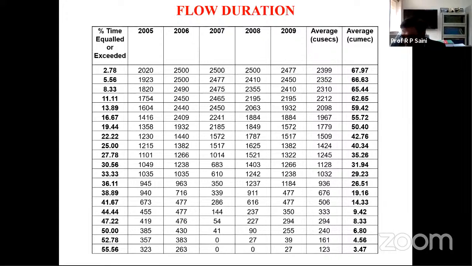So this is the last column, and the first column is the time the discharge is equaled or exceeded, that means a percentage of time. I'm interested to know, out of the 36 values or out of 8760 hours in a year, how many hours or how many days the discharge will be equal to that value or exceeding that value.